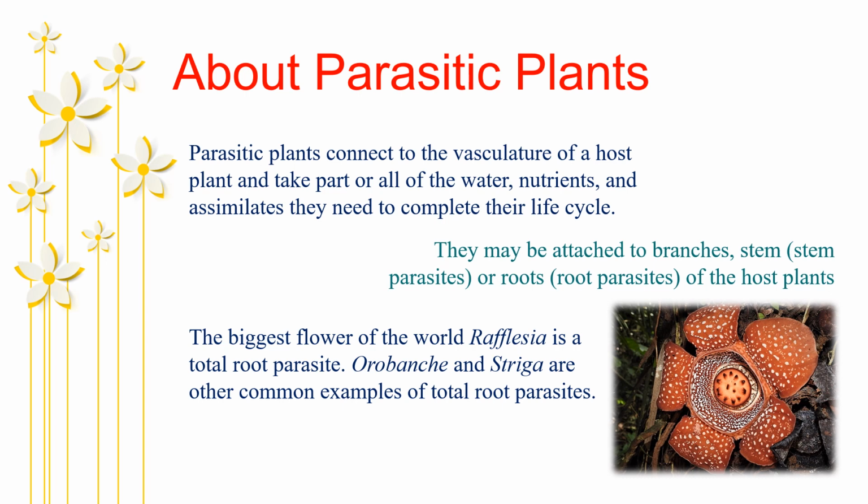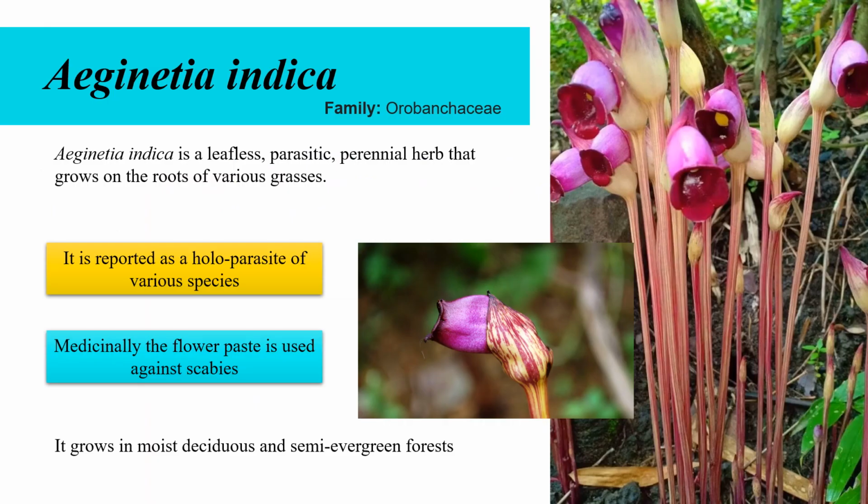The biggest flower of the world, Rafflesia, is a root parasite, and Orobanche and Striga species are some common examples of root parasites. They are ground flora. These are found in Odisha. So first is Aeginetia indica from the family Orobanchaceae.